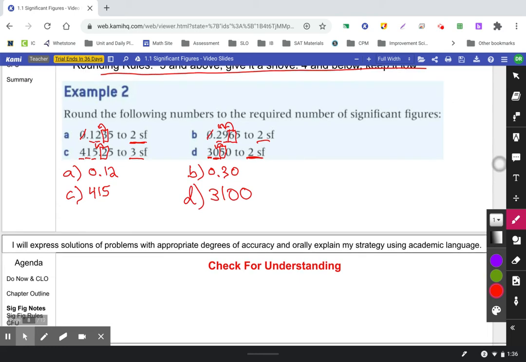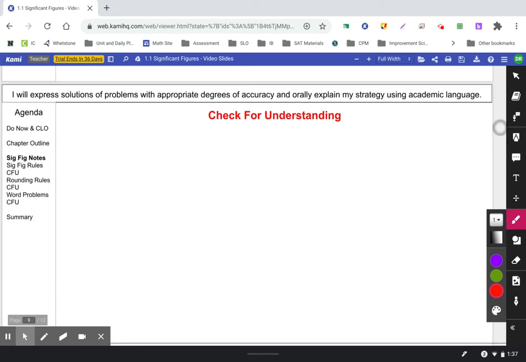All right, let's try another check for understanding. So that should pop up again. Go ahead and answer that.